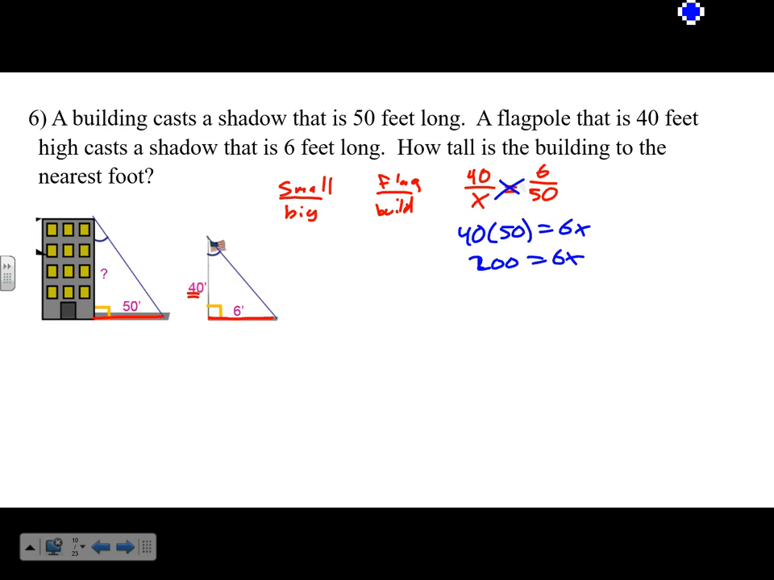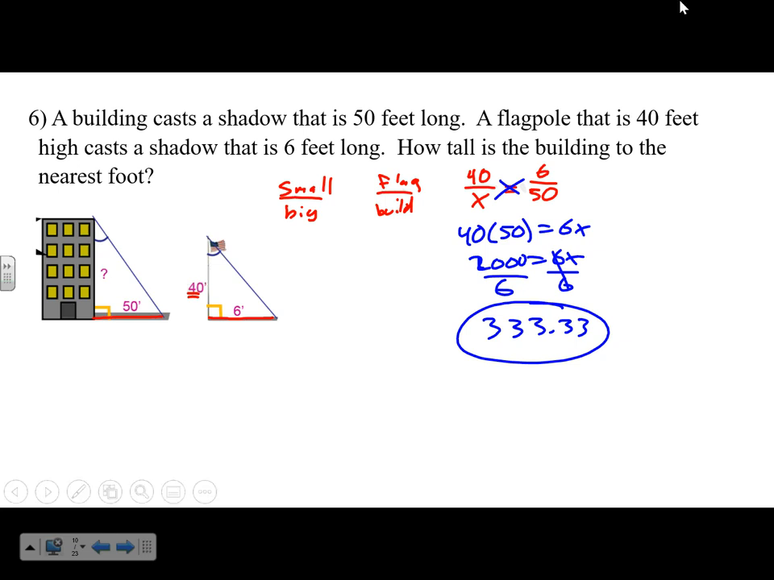Sorry, 2,000. I thought maybe I did that wrong. That divided by 6 is 333.33. Again, please round to 2 decimal places and make sure you're rounding. If you don't round, I'm going to count some points off. So that one is 333.33.